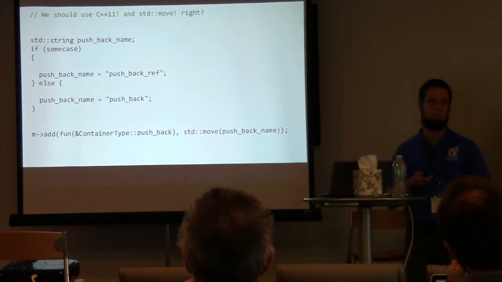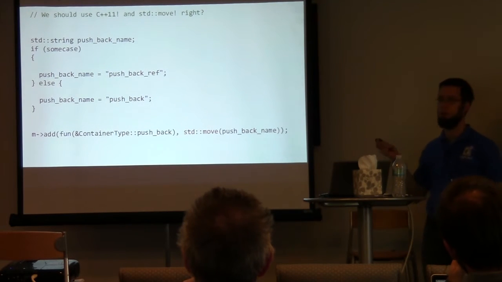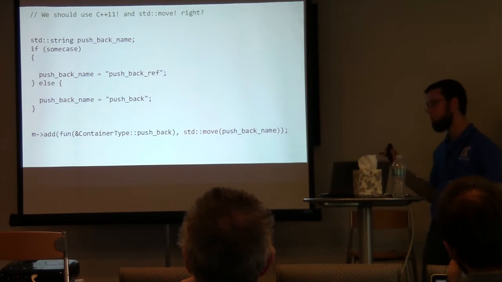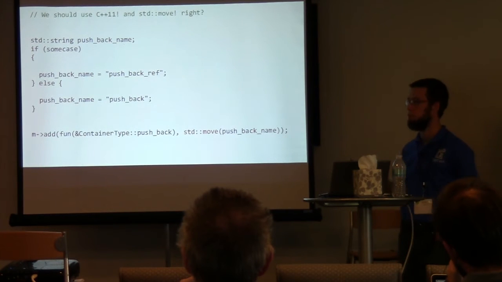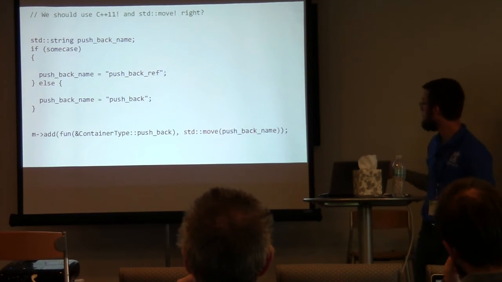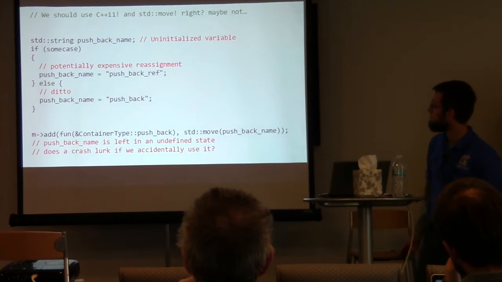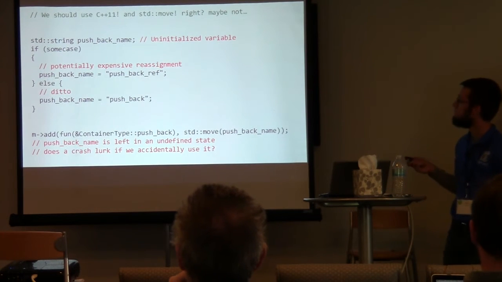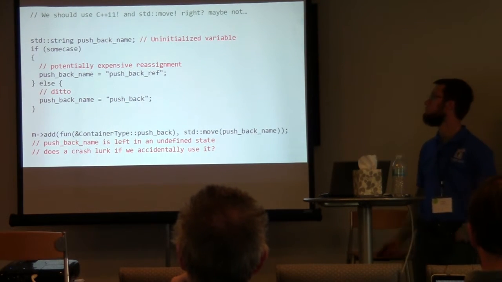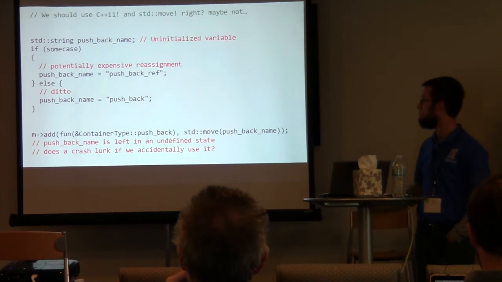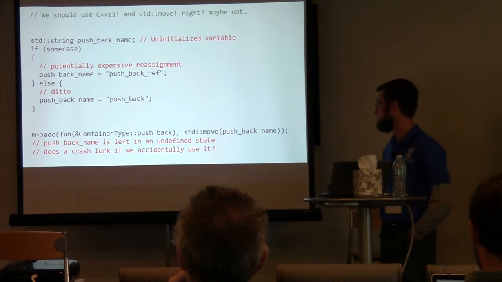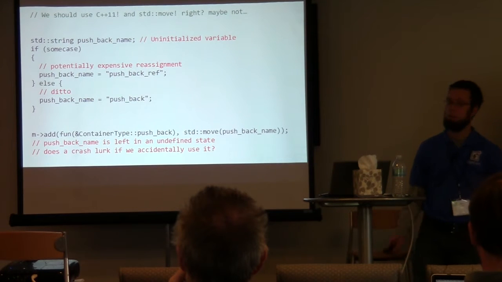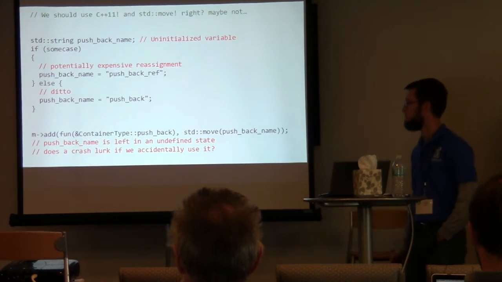And if anyone's paying attention, there's a fundamental problem with my first example here that I didn't really realize until yesterday. So if anyone notices it or thinks they might know what it is, you can point it out. So I figured, what if I move it? Then we still have exactly the same problems. We're creating an initialized string, we're reassigning it, and now we've even created an extra problem for ourselves. We have pushback name now potentially left in an undefined state, and it could cause a crash later.